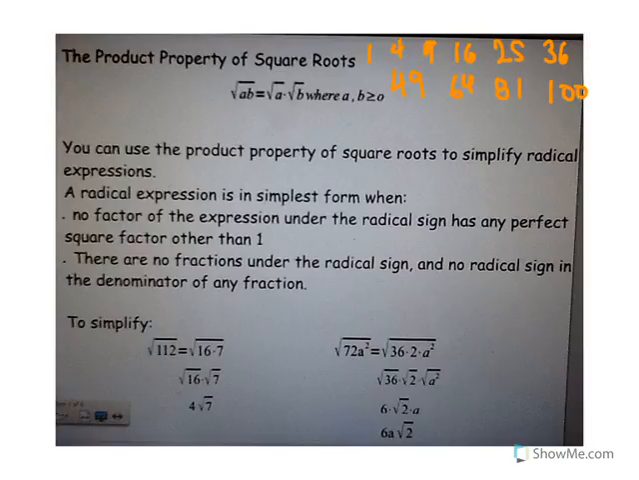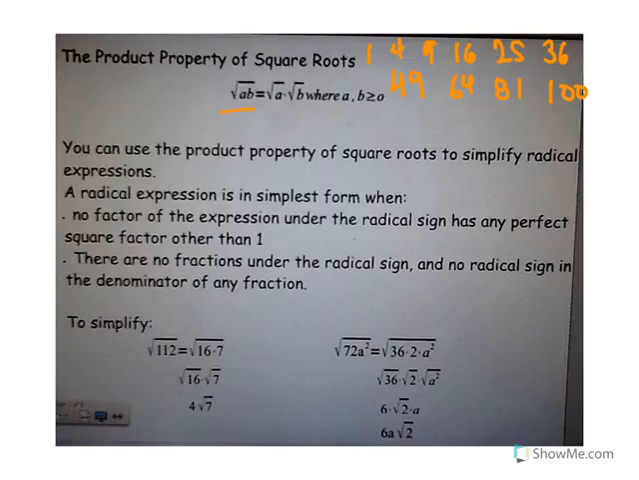So I wrote down the first 10 perfect squares up there: 1, 4, 9, 16, 25, 36, 49, 64, 81, and 100. Those are really important numbers to remember because when you're taking the square root of anything, if one of them can come up, then you can simplify the square root.